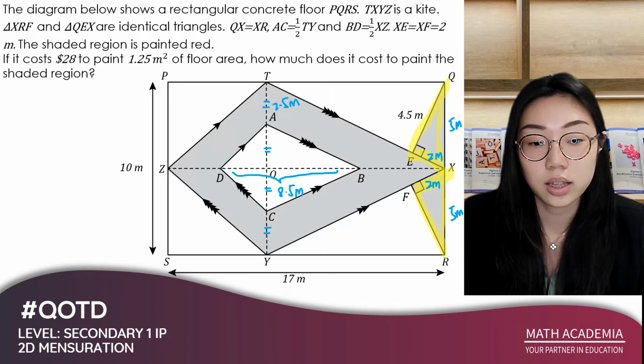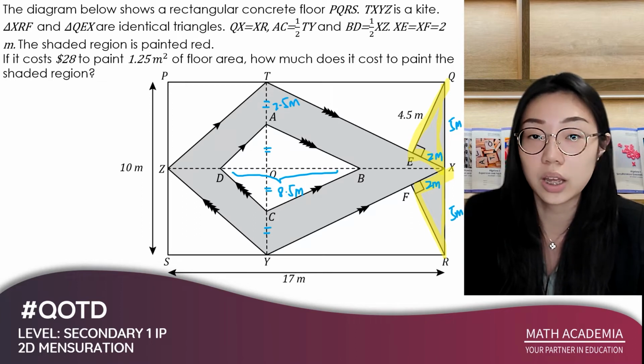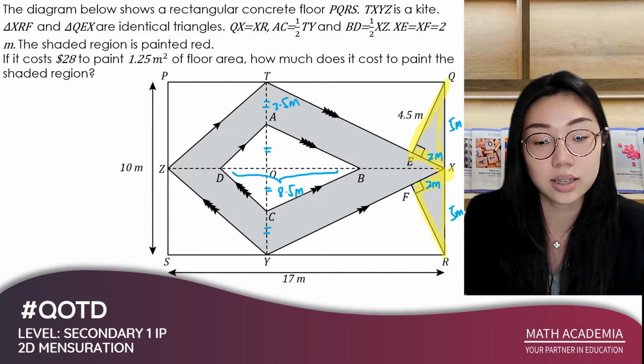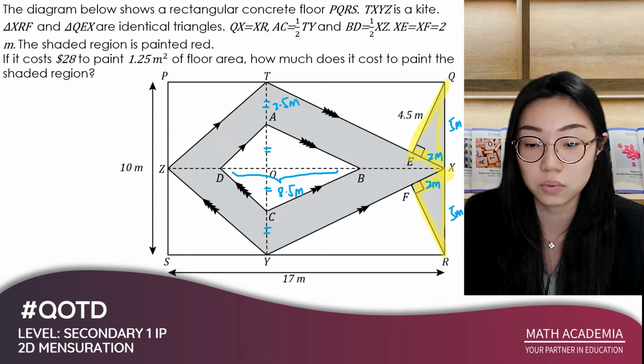The shaded region is painted red. If it costs $28 to paint 1.25 meters squared of floor area, how much does it cost to paint the shaded region? So essentially, the question is asking us to find the area of the shaded region.